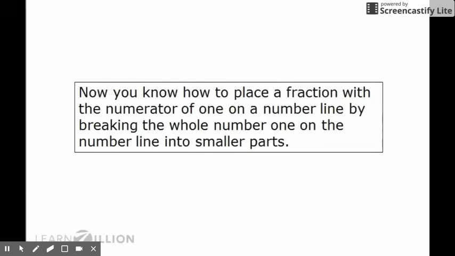Now you know how to place a fraction with the numerator of 1 on a number line by breaking the whole number 1 on the number line into smaller equal parts.